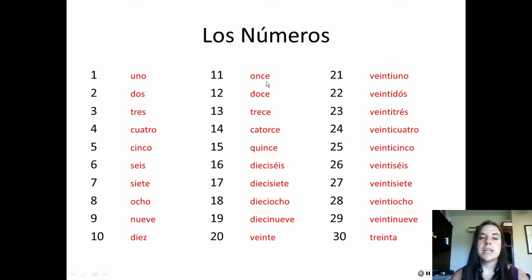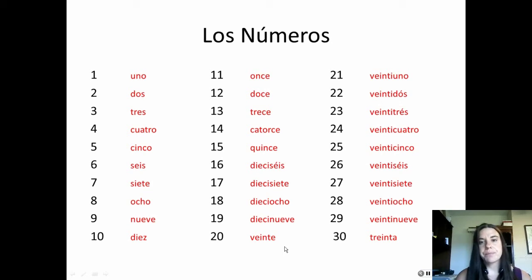Then we have 11, 12, 13, 14, 15. These are the outliers, the ones that really don't fit the pattern. After that, we start adding 10 and 6, 10 and 7, 10 and 8, 10 and 9. 16, 17, 18, 19. And finally, we have 20.